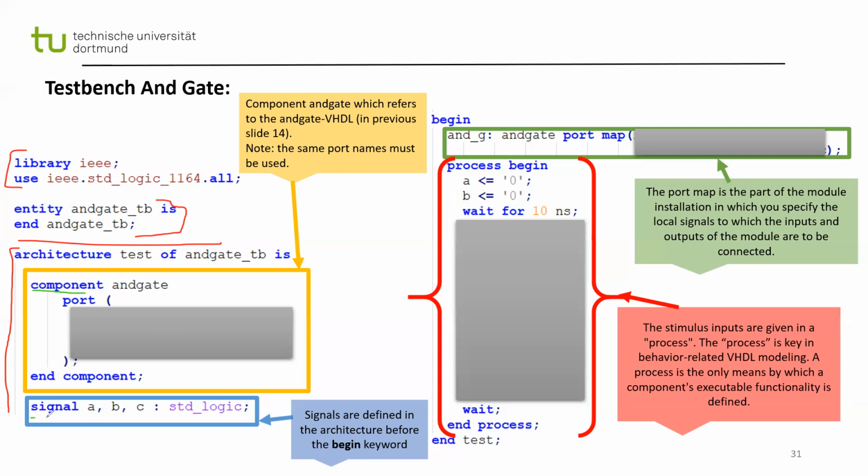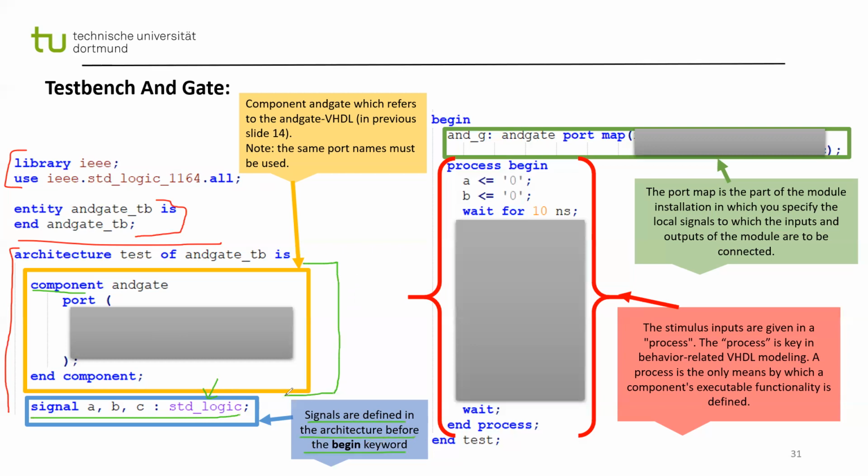We can also define signals. In here, we define the signal A, signal B, signal C, and gave it a type without any mode. A mode is once again either in, out, or buffer. Signals are also defined in the architecture before the begin keyword.